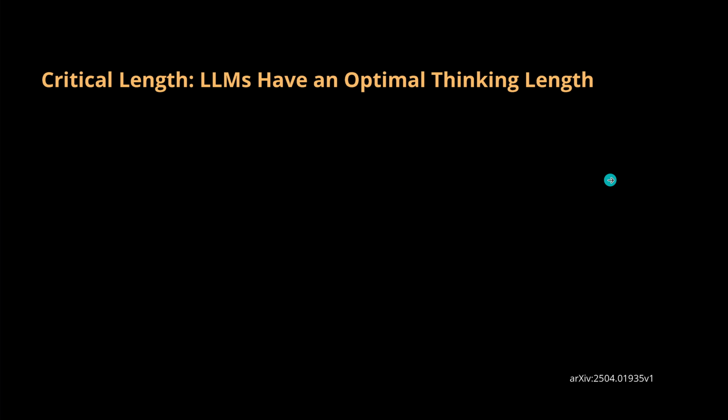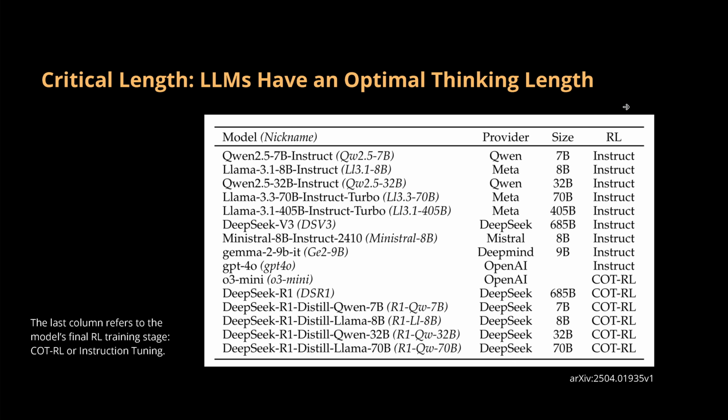Great, now that we have the elements, we can start to cook. Now we just need a spark of genius and then we go. And there's a critical length. The authors from Harvard tell us LLMs have an optimal thinking length. Now this is interesting. They looked at all the different models: the Qwen 7B, the Llama 8B, the DeepSeek version 3, the Mistral 8B, the GPT-4 Omni, the O3 Mini, and then all the distilled R1 models from the Qwen and from the Llama model.